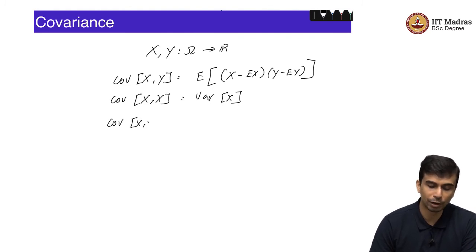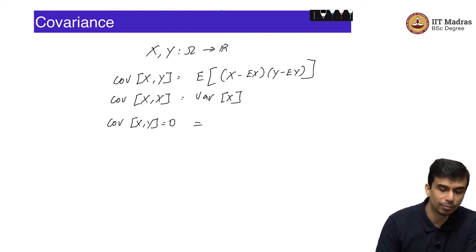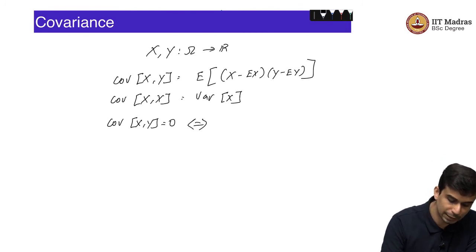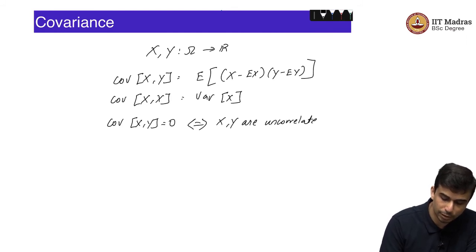Covariance can also be 0, and that special case is called uncorrelated. So, if covariance of x comma y is equal to 0, this particular pair of random variables is said to be uncorrelated.